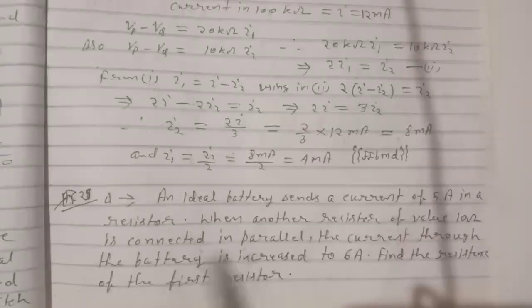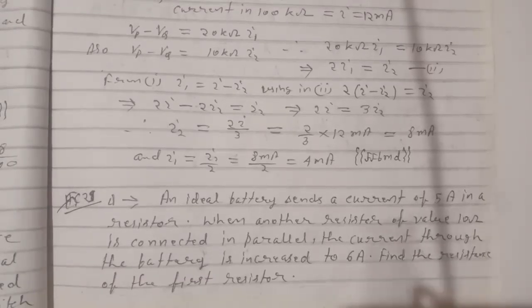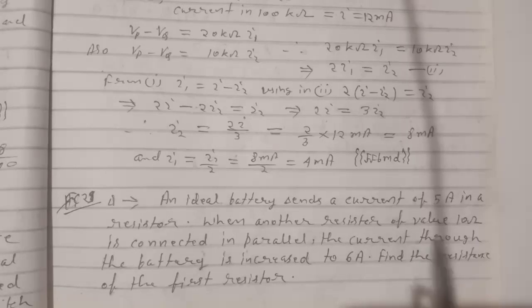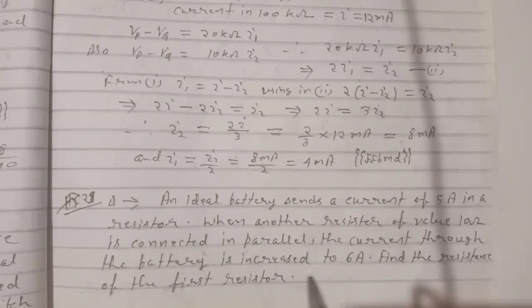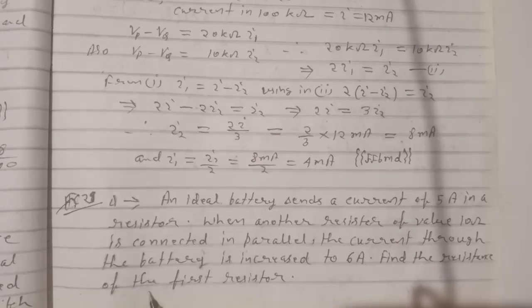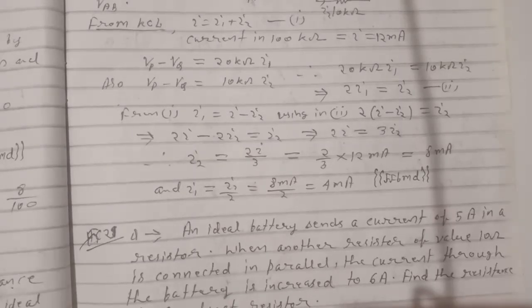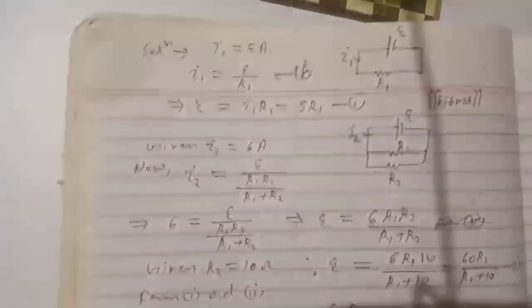Answer. Next, an ideal battery sends a current of 5 ampere in a resistor. When another resistor of value 10 ohm is connected in parallel, the current through the battery is increased to 6 ampere. Find the resistance of the first resistor. Now we have to solve this problem. So let's see, the situation is shown here in the figure.